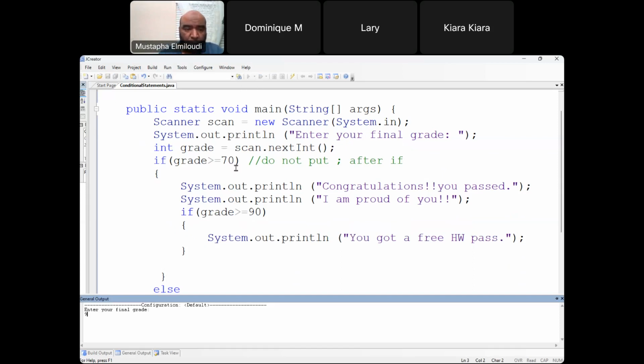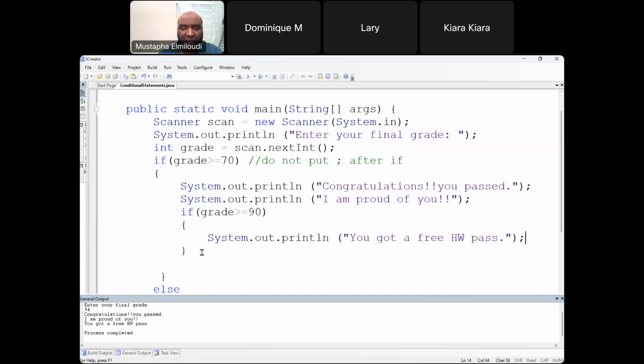So now let's run the program. I'm going to put 94 and see it works fine. It says, congratulations, you passed. Why? Because it's higher than 70. And I'm proud of you for the same reason. But the last statement, you got a free homework pass, because of the second, the nested if statement.